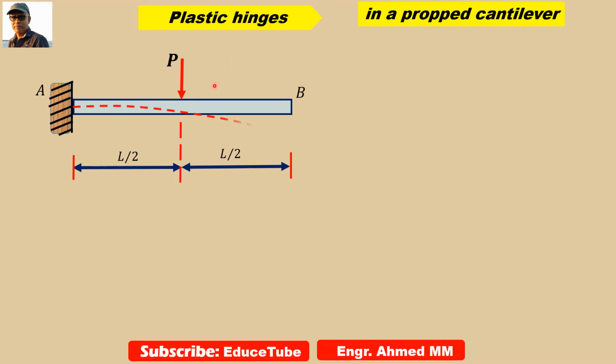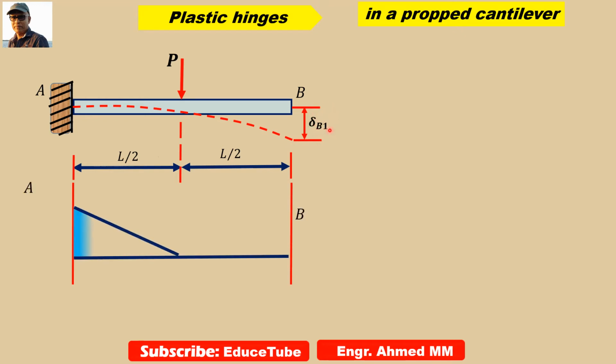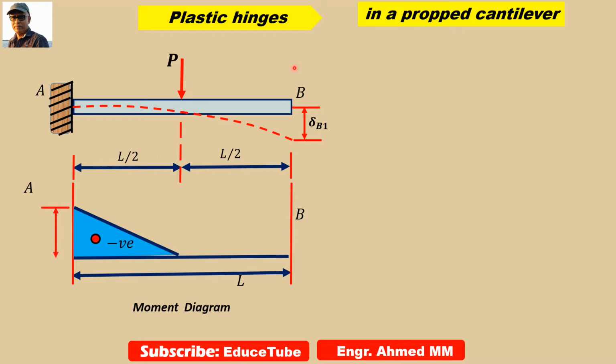As I told, I am considering only the concentrated load P, which is at the midspan acting at this point. This is the deflection curve. Here it is showing the deflection value delta B1. So we need to find this. To do this, we can use the double integration method or the moment area method. But here I am using the moment area method.